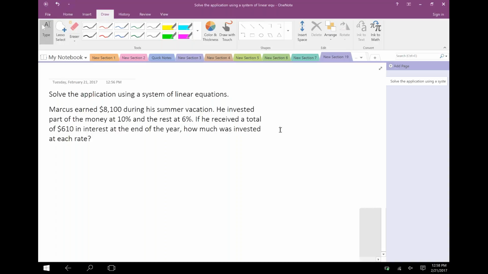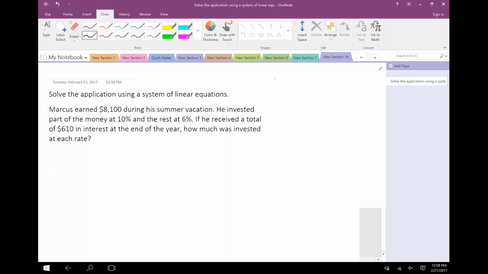Okay, so let's solve this word problem. Marcus earned $8,100 during his summer vacation. He invested part of the money at 10% and the rest at 6%. If he received a total of $610 in interest at the end of the year, how much was invested at each rate? So it's talking about interest.